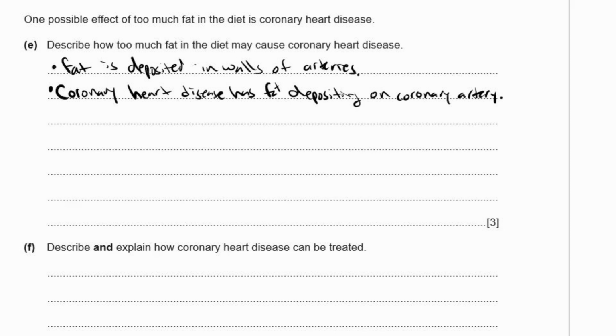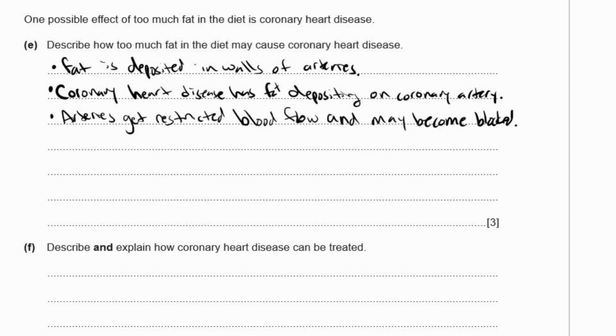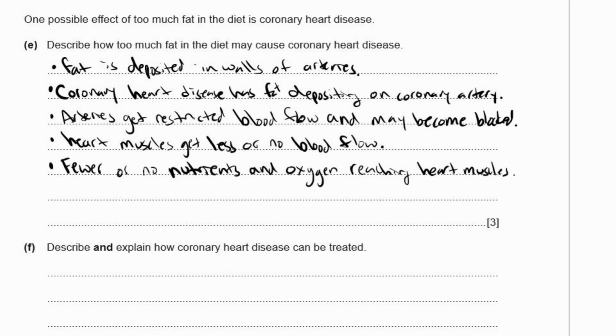So what this does is the arteries get a very restricted amount of blood flow, and they may become blocked. And what this does is it means the heart muscles get less or no blood to them. And you have to be specific here that it's the heart muscle, not just the heart in general. It's the heart muscles that get less or no blood flow. And what this means is that there's fewer or no nutrients or oxygen reaching the heart muscles, which is very bad. Okay, so these are a bunch of marks you can get.